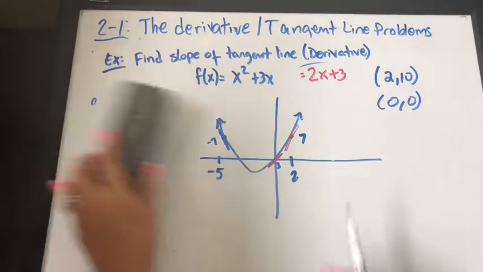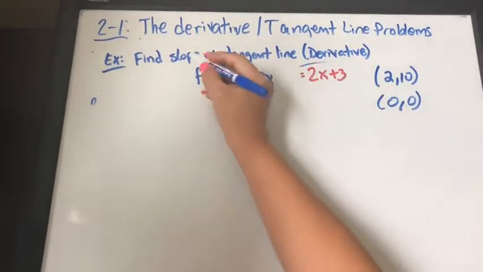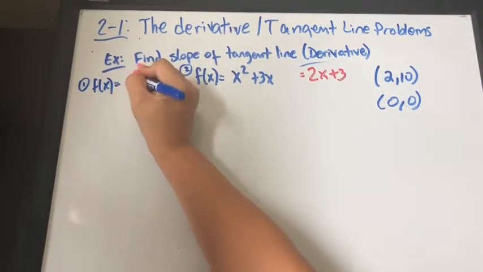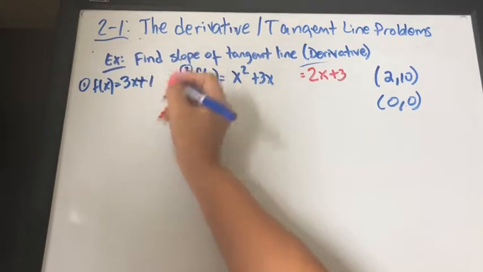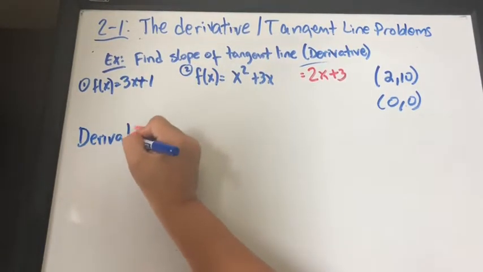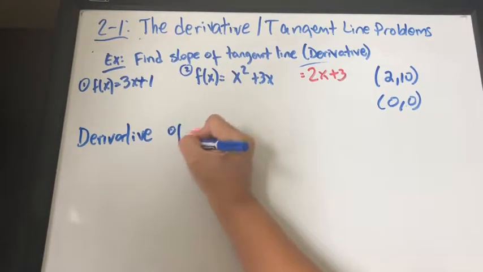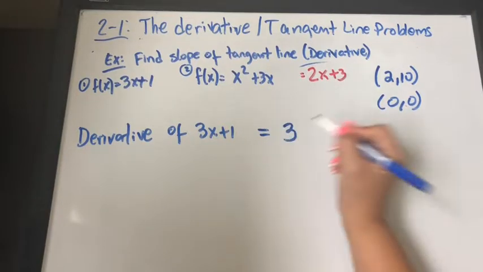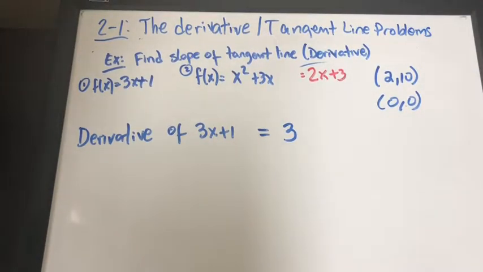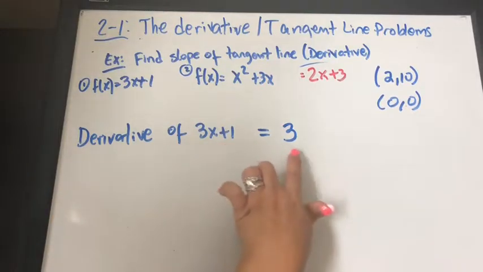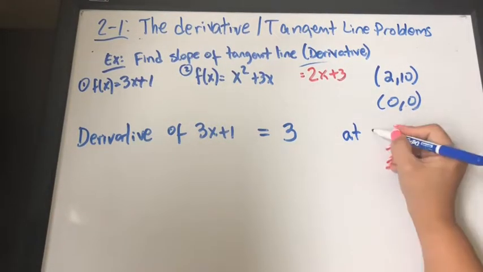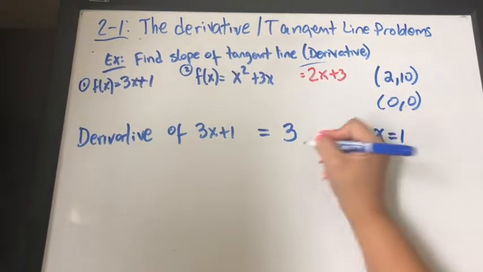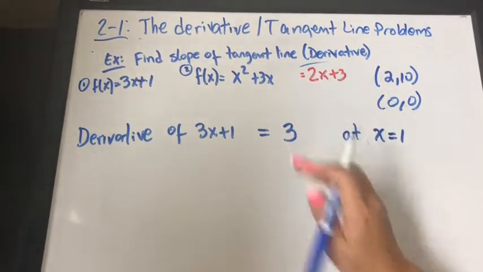So let me get my eraser. The two questions we did today: this is our second question, x squared plus 3x, and the first question was f of x equals 3x plus 1, right? When asked what is the derivative of 3x plus 1, your answer should be 3, no matter what, because it's a line, so it's going to be a value. So if the derivative of 3x plus 1 is 3, how about the derivative of 3x plus 1 at x equals 1? The answer would still be 3, because it's a line and it always has a constant rate of change.